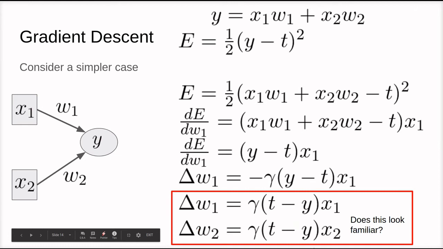And the weight update rule for the second weight by symmetry is just the same thing, but with input x2 instead of x1. And this should look familiar to you, because this is pretty much the perceptron learning rule that we learned. And now we see the mathematical justification for updating the weights with the multiplication of the error times the input.